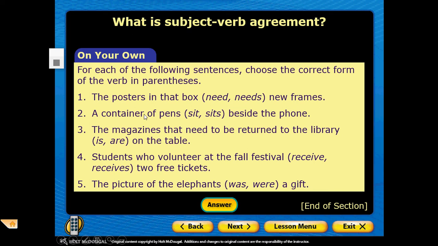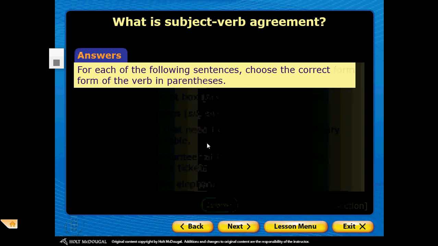No. So we haven't had any S's yet. So we need to go for which verb? The one without or the one with an S? The one with the S. Yes, that's absolutely right, Anthony.